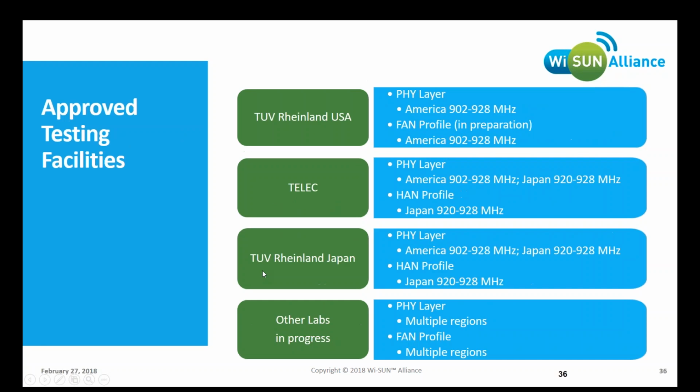And the next slides will show you the list of approved testing facilities. Here we have the TUV Rheinland USA, which supports the PHY layer, essentially in the 902 to 928 American band. And the FAN profile is currently in preparation, also in the American 902 to 928 band. TELEC is a test lab in Japan. They support the American 902 to 928 band and the Japanese band, and also the HAN profile 920 to 928 band. There's also another test lab in Japan, TUV Rheinland in Japan, supporting the American band and the Japanese band, and the HAN profile also in the Japanese band.